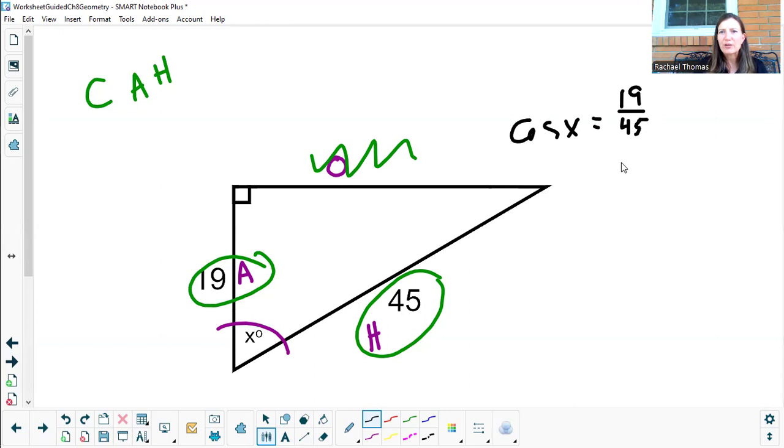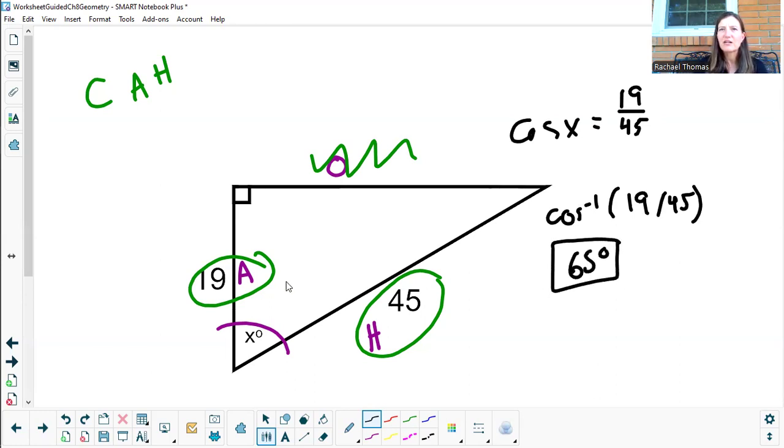So now I'm going to type in my calculator, inverse cosine, parentheses, 19 divided by 45, and parentheses. Technically, one of them is a parenthesis. It doesn't matter, but now you know that. In case you're ever on Jeopardy, now you know. Inverse cosine, 19 divided by 45, 65 degrees. Just like that. That's my answer. That's the angle here. I hope you found that helpful.